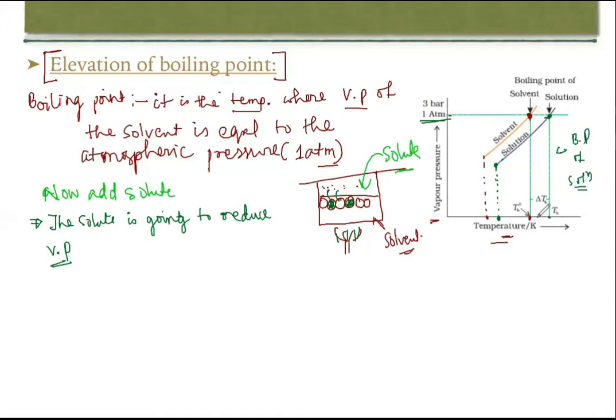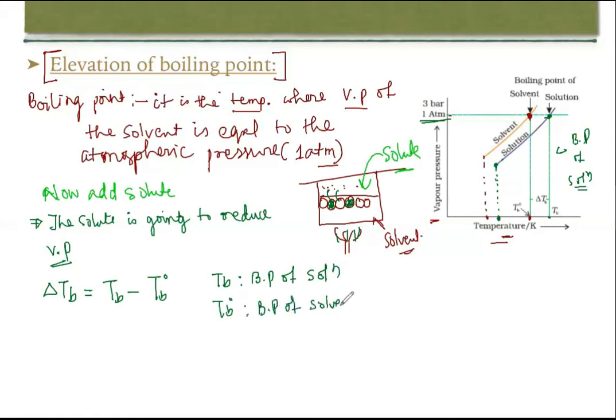Now the difference created, this difference I am writing here as delta Tb. Delta Tb is the final temperature of the solution, that is Tb minus Tb naught. What are these? Tb is the boiling point of the solution and Tb naught is the boiling point of the solvent.